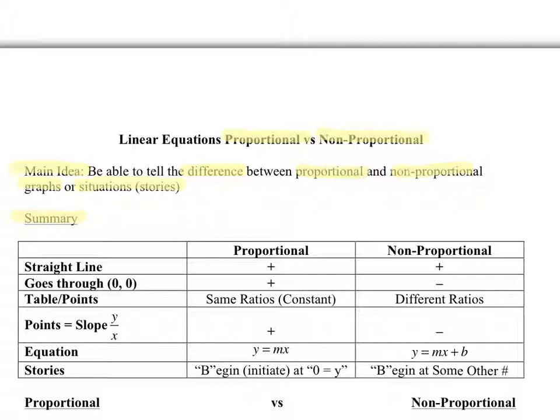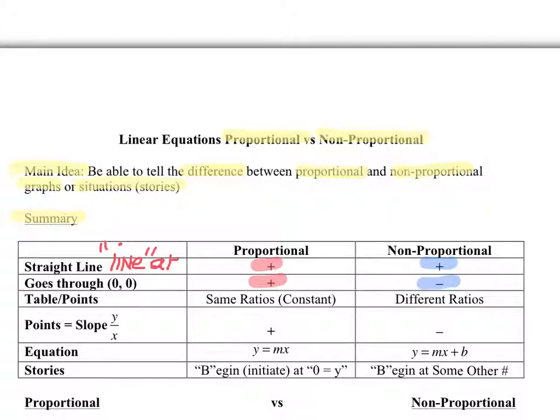First up, they are both straight lines, so the proportional graph draws a straight line as well as the non-proportional graph. This means both of them are linear, and the key word there is line in the word linear. The proportional graph will go through the point 0, 0, but the non-proportional graph does not go through 0, 0. It will have to go through some other number on the y-axis.